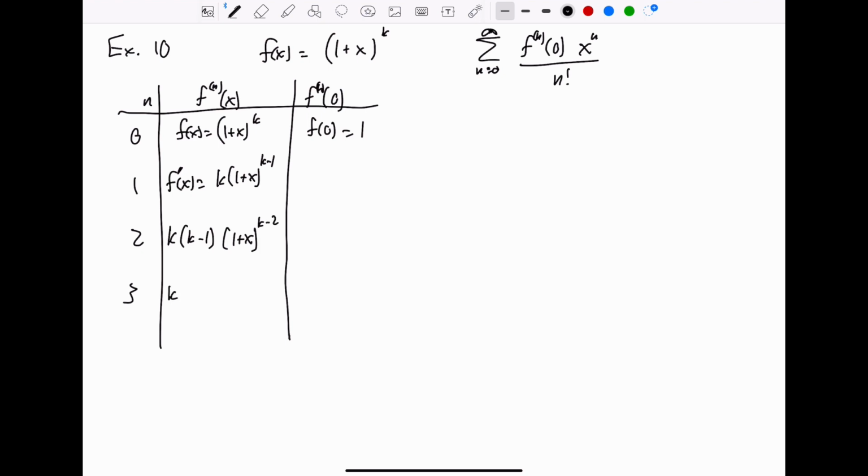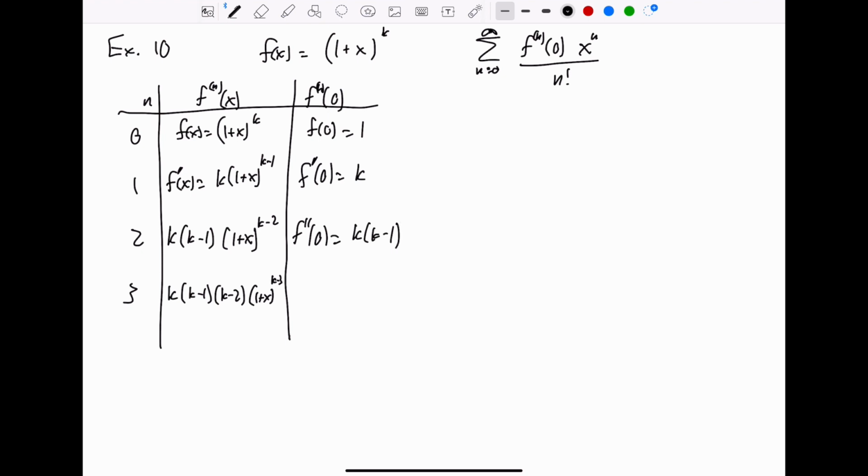Take another derivative. k times (k minus 1) times (k minus 2) times (1 plus x) to the k minus 3 power. Do you see the pattern? Each time we're multiplying by 1 less from the power than what we had in the expression before. Now let's plug in x equals 0 into each of these expressions. If we plug in 0, notice that we'll have a 1 raised to some power. 1 plus 0, we have 1 raised to some power for each of these different expressions here. So we're just going to have the coefficients that are sitting out front. So f prime of 0, that's just k. f double prime evaluated at 0 is k times (k minus 1).